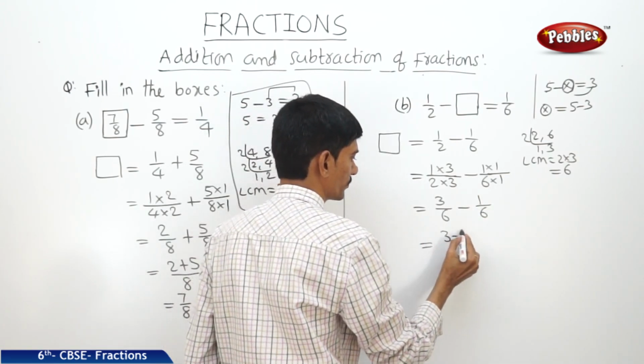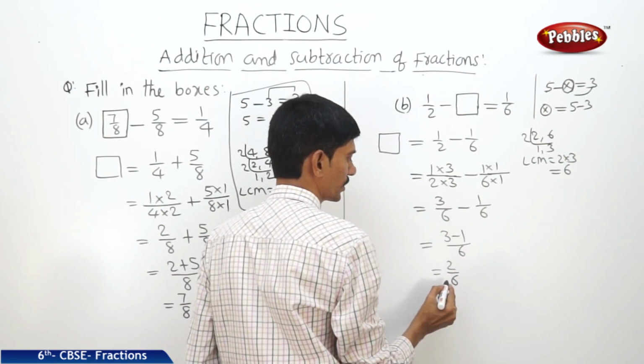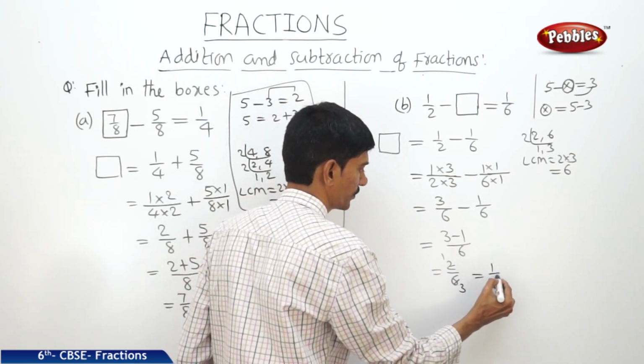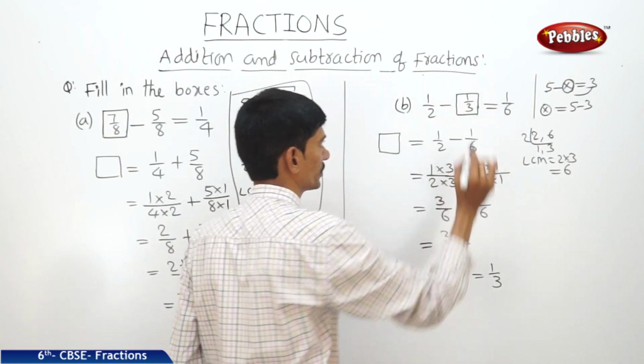Now 3 minus 1 by 6, so this equals 2 by 6. And we can write it in the simplest form as 2 1s are 2, 2 3s are 6. So this equals 1 by 3. So the blank is 1 by 3.